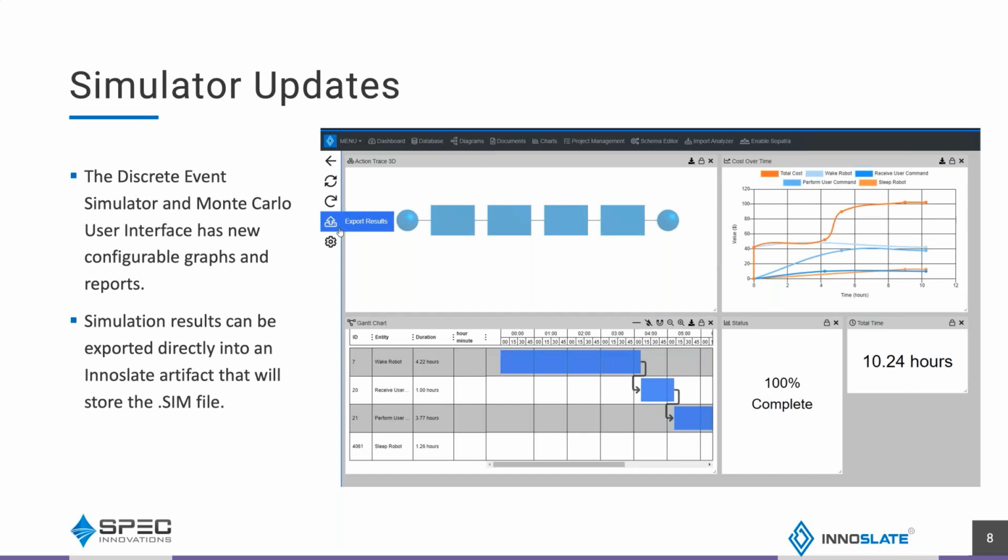One of the new things in this simulator is much more configurable views of graphs and things like that, so that you can do a lot more with that. Also, you can export it and store it as a .sim file. So this means you can replay these things. If you're running simulations as part of your testing, and you want to capture that as a test result, you can now do that very easily within the tool.